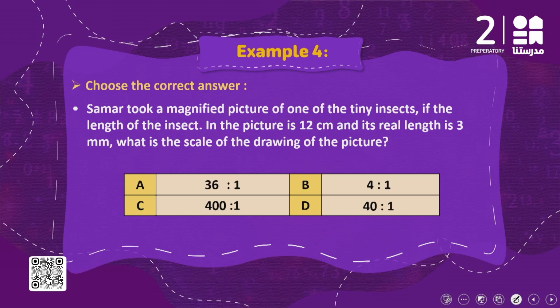original price. Summer took a magnified picture of one of the tiny insects. If the length of the insect in the picture is 12 centimeters and its real length is 3 millimeters, take care. What is the scale of drawing of the picture? So we have in the picture 12 centimeters and its real life length is 3 millimeters. You have to convert this to centimeters. 3 millimeters to be centimeters, this is 0.3.